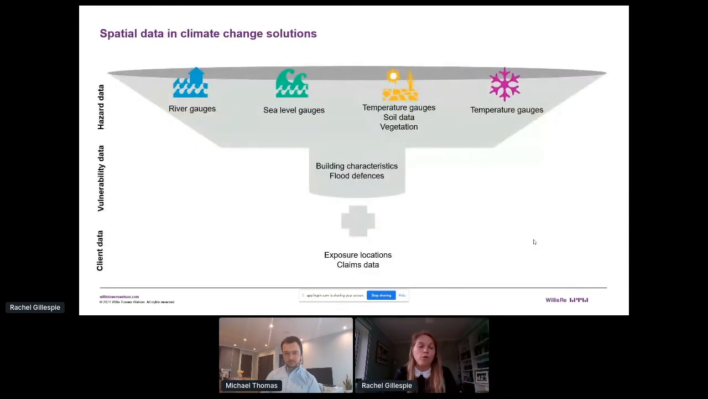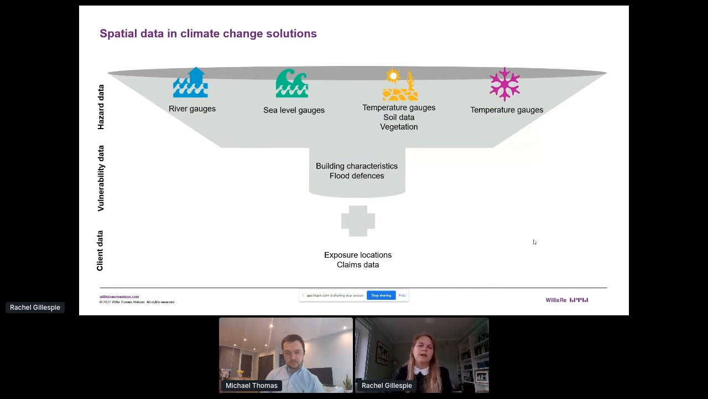So for flood, we would look at things like river gauges. And for the sea level rise, sea level gauges. For subsidence, we look at things like temperature gauges, the soil data. So is it in a clayey area? Is it in a better kind of soil that wouldn't have your shrink and swell? How much vegetation is there? Because that also affects your shrink and swell. Temperature gauges as well for freeze, very important. So that's all the hazard data.